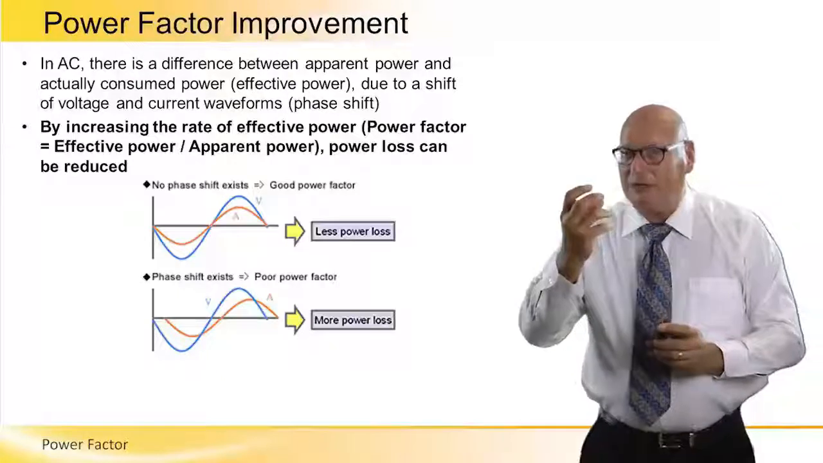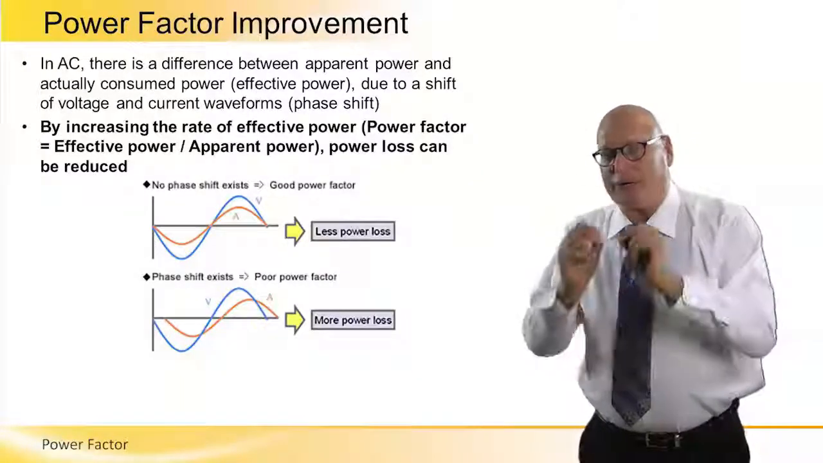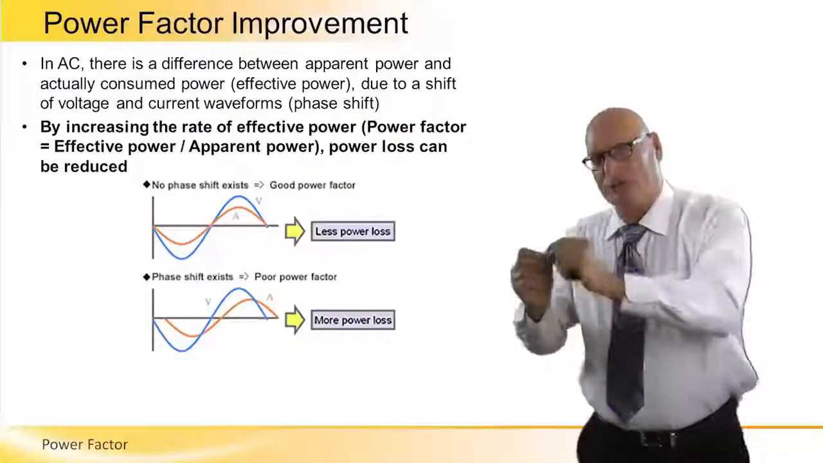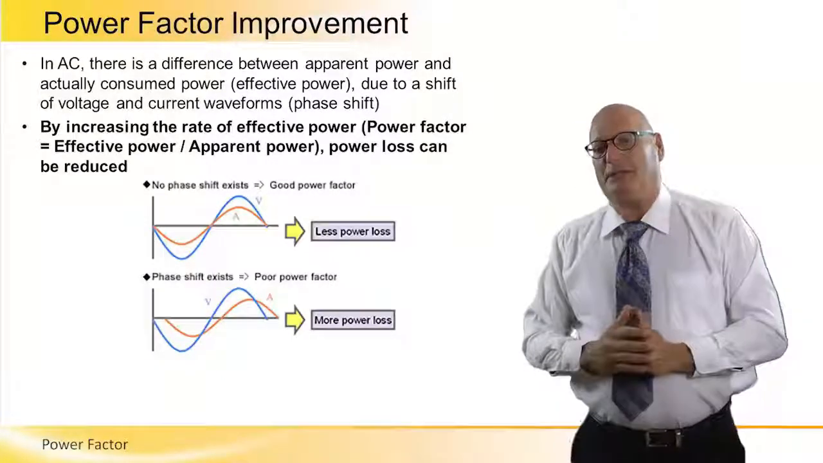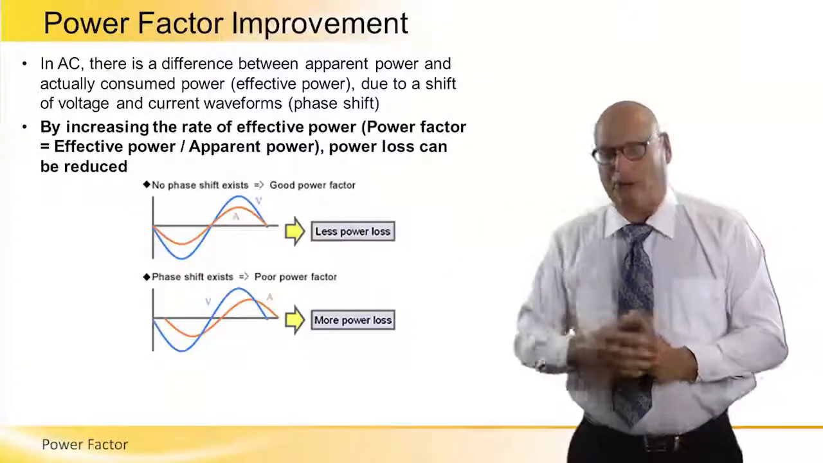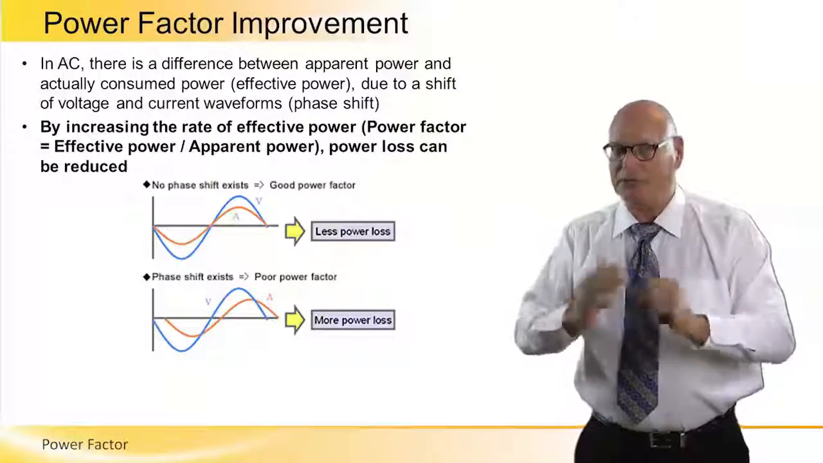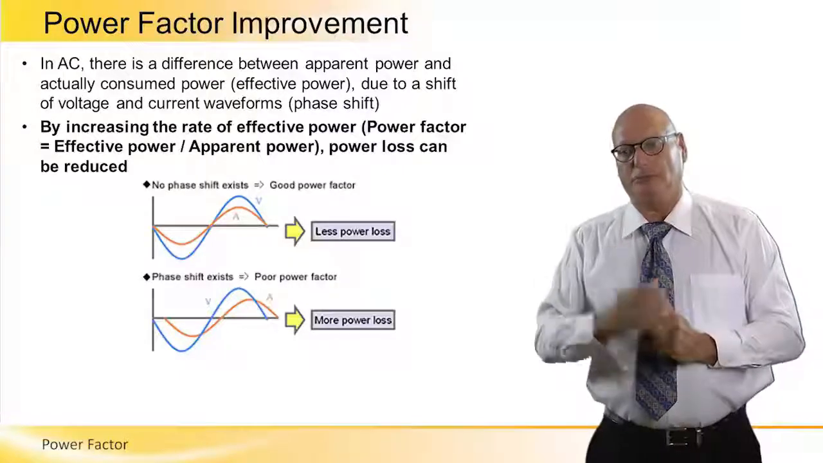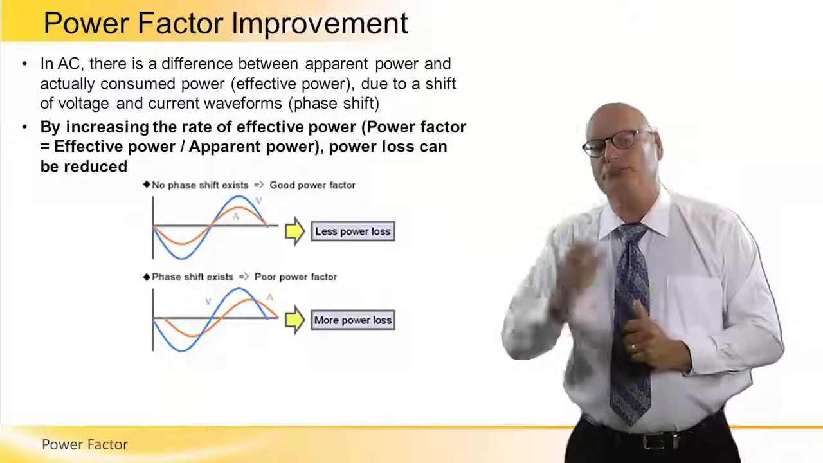Now let's look at the improvement of the power factor. I mention again, and I put an emphasis on the importance of improving the power factor, improving the efficiency, reducing the losses. And we deal only in AC, as it's written here. Now there is a difference between apparent power and actually consumed power, effective power, due to the shift of voltage and current waveforms. Phase shift, we discussed that. By increasing the rate of effective power, power factor is equal to effective divided by apparent. Power loss can be reduced.